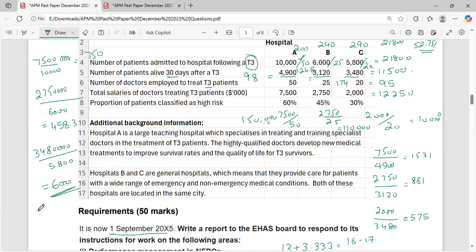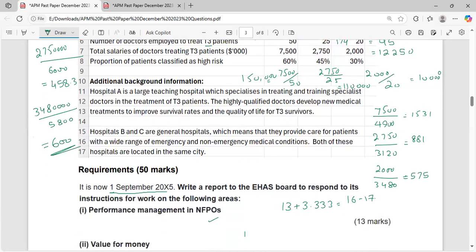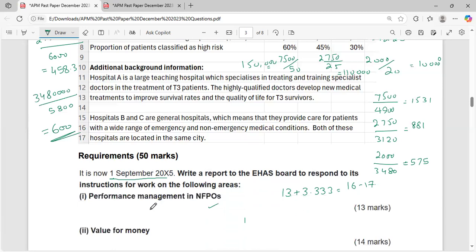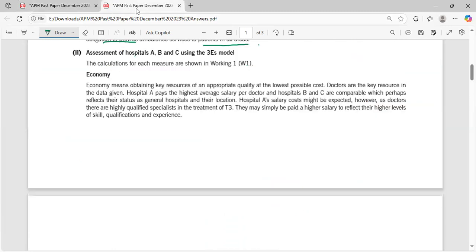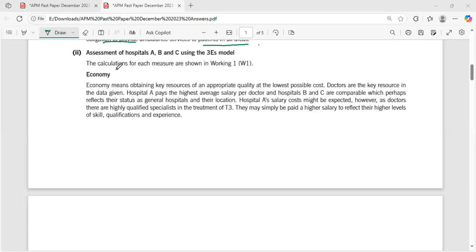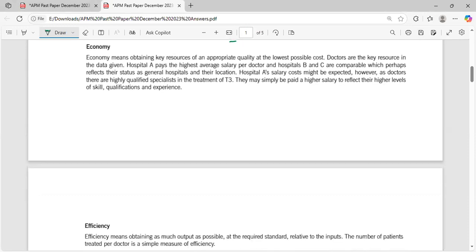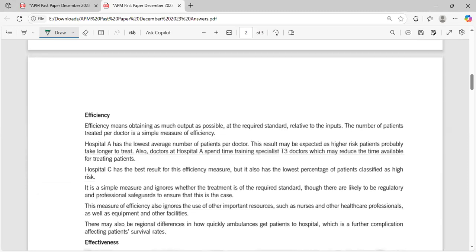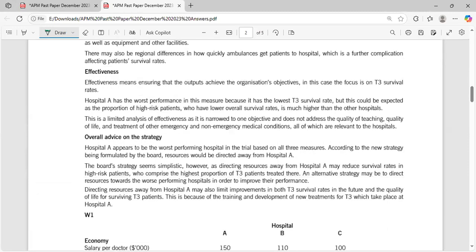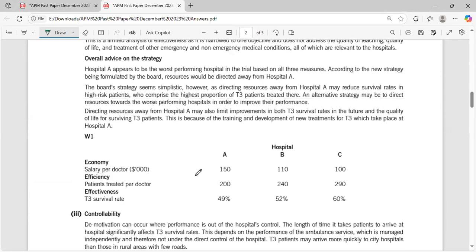So now we will look at the requirement of the question, value for money. Now we will look at the answer: assessment of hospital A, B, and C using the three E's. Calculation for each measure are shown in working one. First of all, we will look at working one because we also calculated a number of values while reading the question, and almost they also did the same.